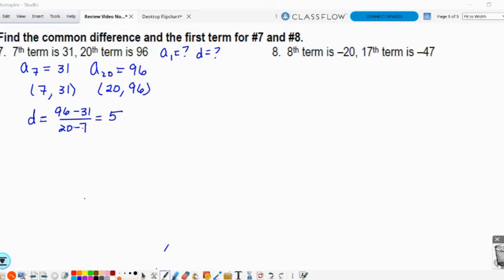We still need to know the first term. So we need to set up our general rule. I'll do that first, filling in our common difference, which is 5. And to find our first term, we need to know a particular term as well as its position in the sequence. So I'll use 31 and 7. 31 is the term, it belongs on the left.